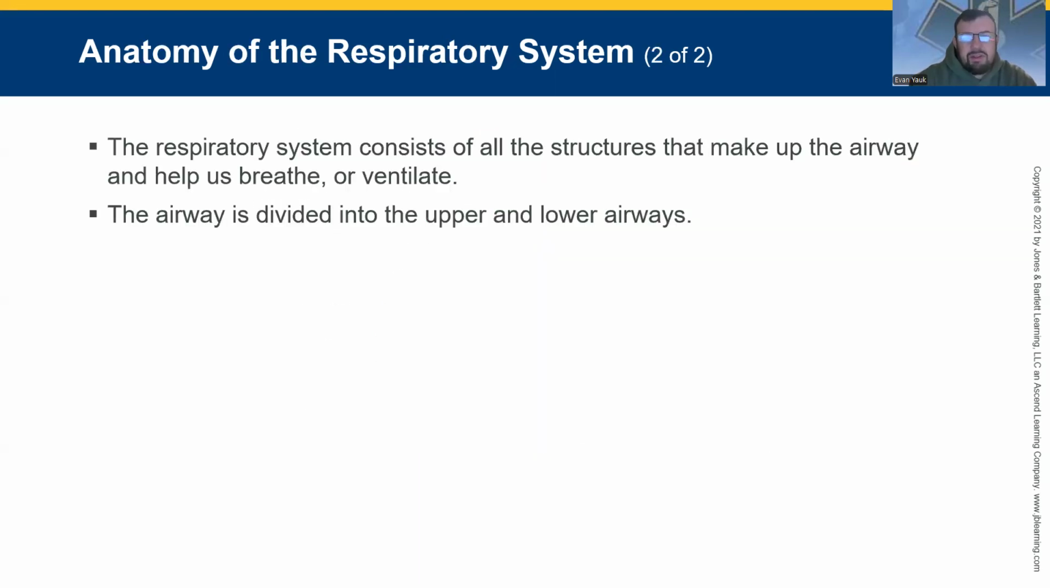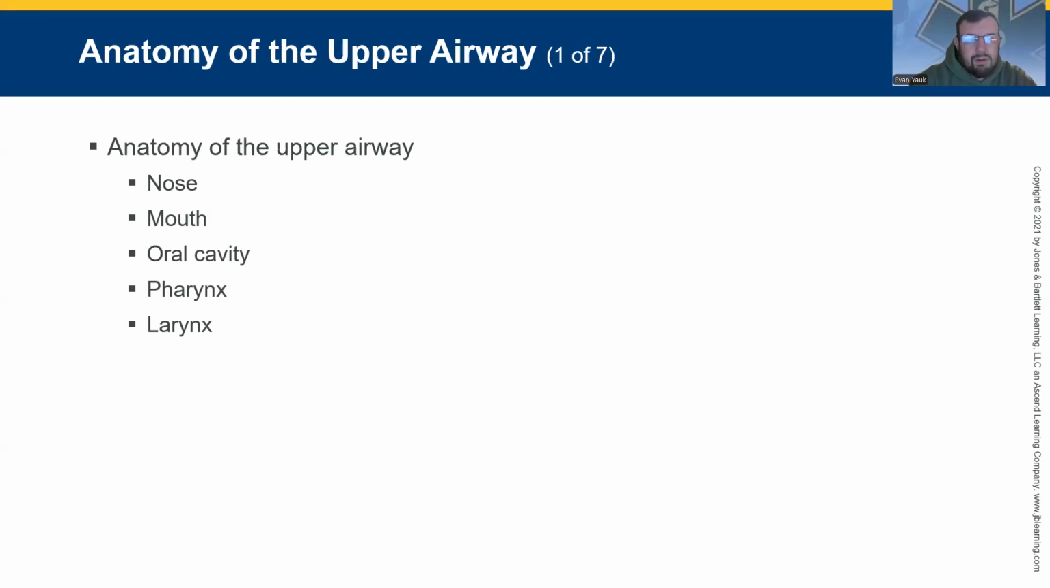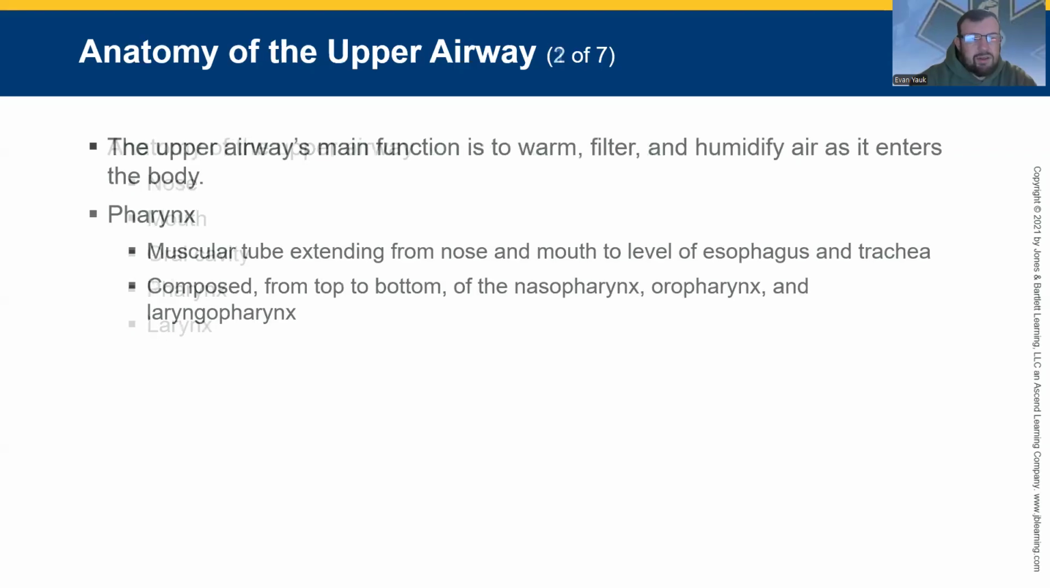The respiratory system consists of all the functions that make up the airway and help us breathe and ventilate. The airway is divided into upper and lower airways. Once again, knowing your upper airway and your lower airway is key here. Nose, mouth, oral cavity, pharynx, larynx. The upper airway's main function is to warm, filter, and humidify air as it enters the body. So you need to remember that. The upper airway, that's where everything starts to come in. And just remember it warms, it filters, and it humidifies.